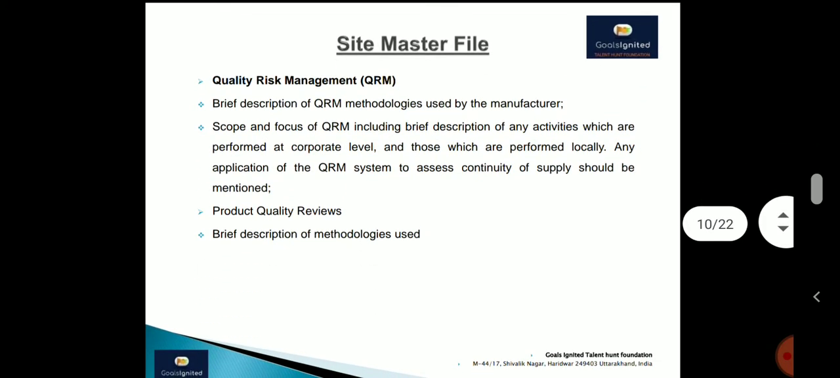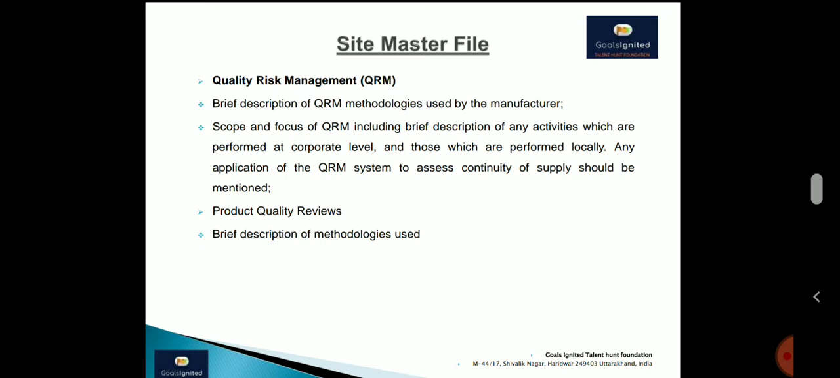Quality risk management is one of the important contents of the site master file. How do you assess the risk? How do you mitigate the risk? The procedure needs to be clearly defined as per the respective SOP. Product quality reviews and a brief discussion about the methodologies used in the risk assessment need to be mentioned in the site master file.